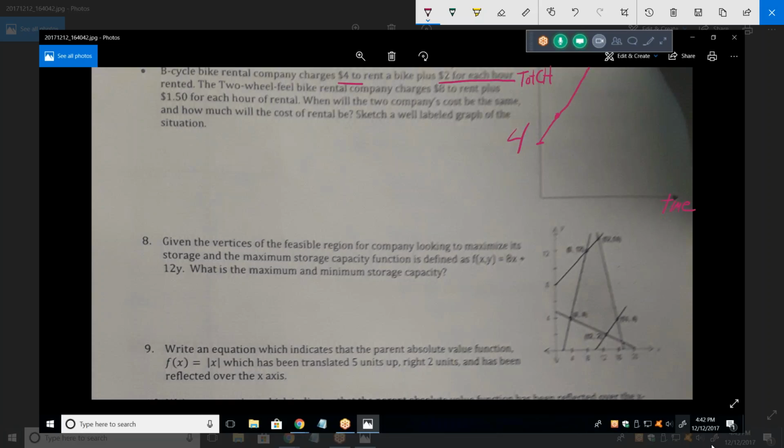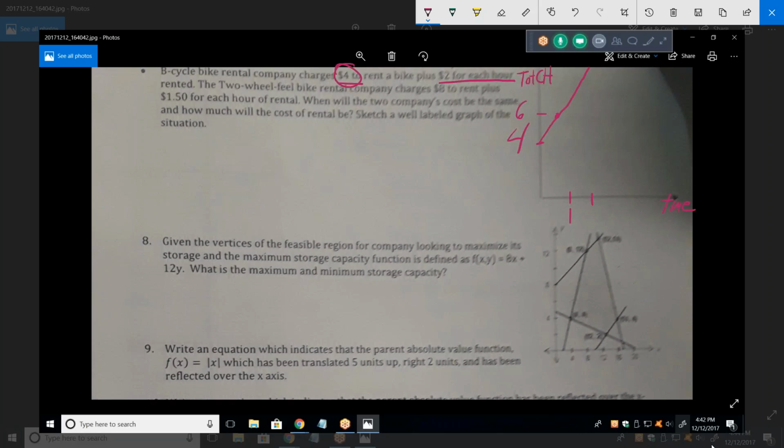Okay, that's a graph of his situation. Notice that if I'm at 1 hour, I'm going to get 4 plus 2, or 6. If I'm at 2 hours, I'm going to get 4 plus 4, or 8. So this is a linear model, meaning that we're going to graph it with a straight line. And the Y-intercept is usually your base charge. Okay? That's for a regular bike.